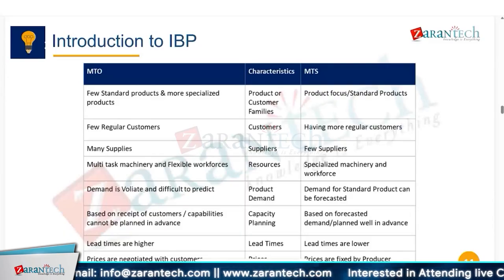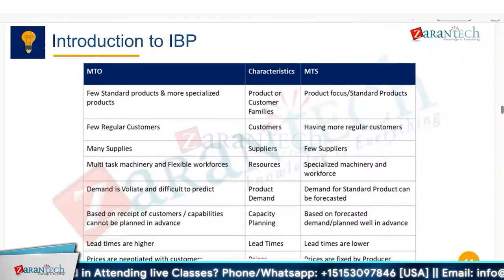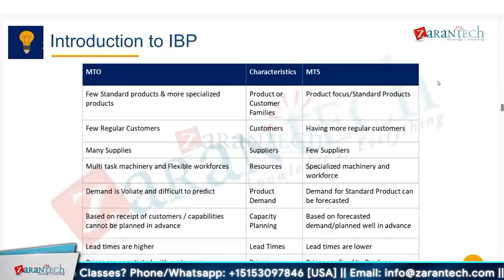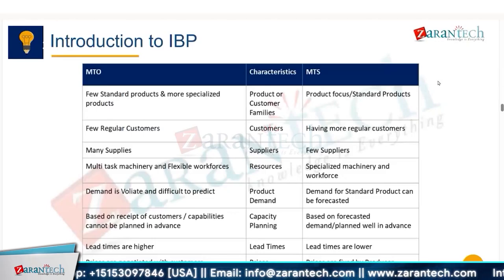Whereas for MTS, you can still manage with few suppliers, but this does not mean a single supplier. You can have multiple suppliers for MTS as well, but the nature of the product is standard, so you get the raw materials from multiple suppliers, and they are mostly available in stock. With respect to resources, we require a flexible workforce, flexible manpower, and sometimes very specialized machinery for MTO. For MTS, the specialized machinery will be required, and workforces are basically standard.